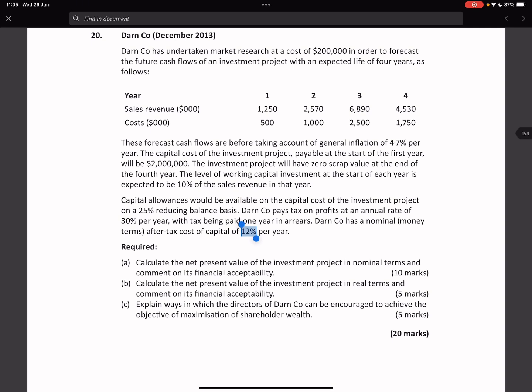Either way, we will be doing the right thing. But what we must make sure we do is to use real cash flow for real rate and money cash flow for money rate. But let's look at the requirements. The first requirement says calculate the net present value of the investment project in nominal terms. So this specifically says in nominal terms, which means we must use everything in nominal terms. Money cash flow, money rate. The second one says calculate the net present value in real terms. Then we must use real cash flow and real rate, and comment on its financial acceptability. Then the last one, we'll just look at how directors can be encouraged to achieve the objective of maximization of shareholders' wealth. And that's theory. So these are the 3 questions we have to solve with this case.